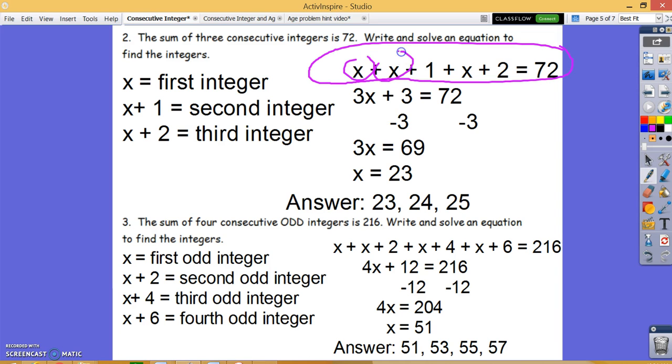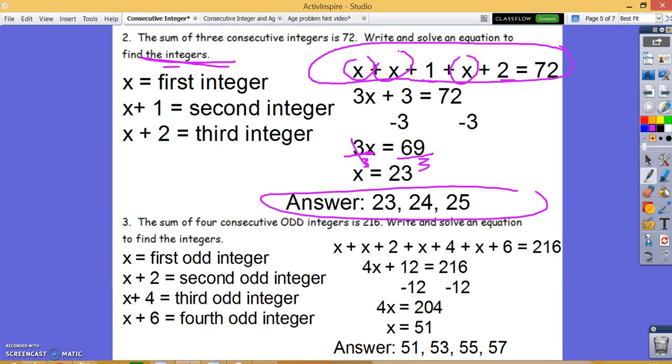We've got some terms that are like, so we've got 3x plus 3 equals 72. Subtract 3 from both sides. Unfortunately, using my keyboard, I can't show division, so divide by 3, and then you get x equals 23. Now that's not the final answer because it says write and solve the equation to find the integers. So we need to find all of them. It would be 23, 24, 25. Now, to check my work, if I add 23 plus 24 plus 25, I do get 72, so I know it works. Okay, on to the next question.